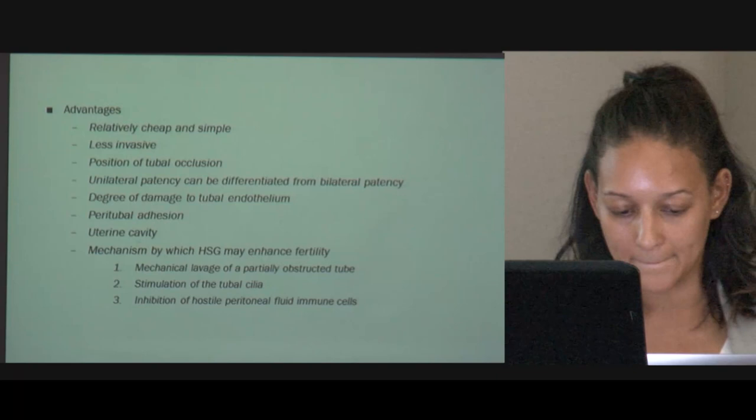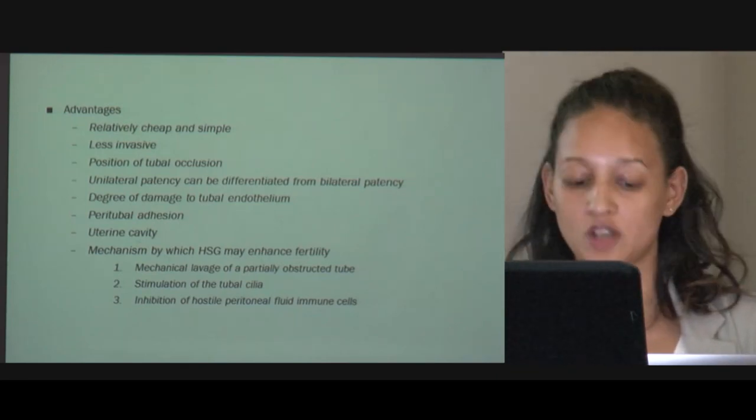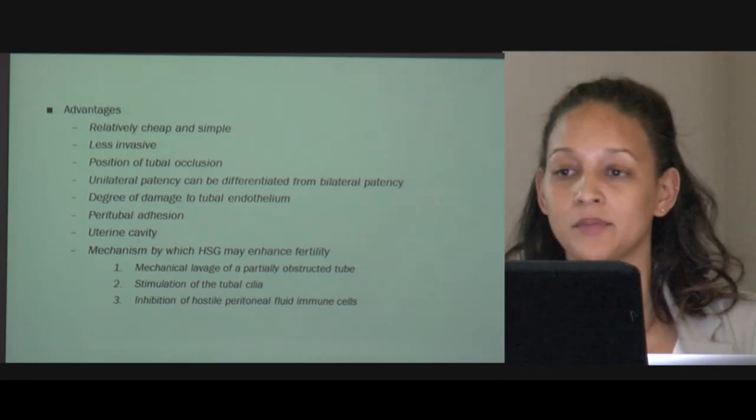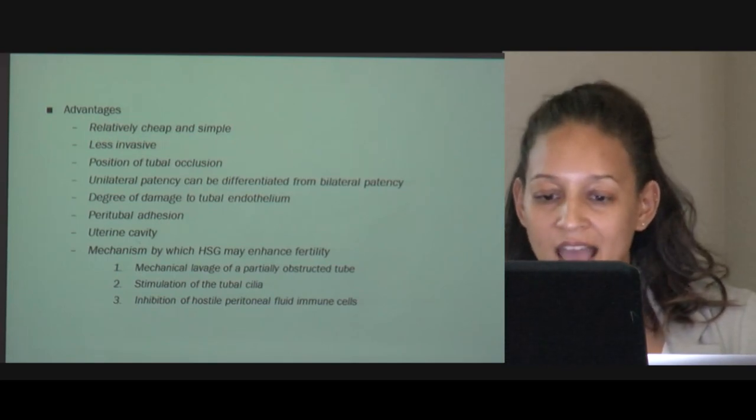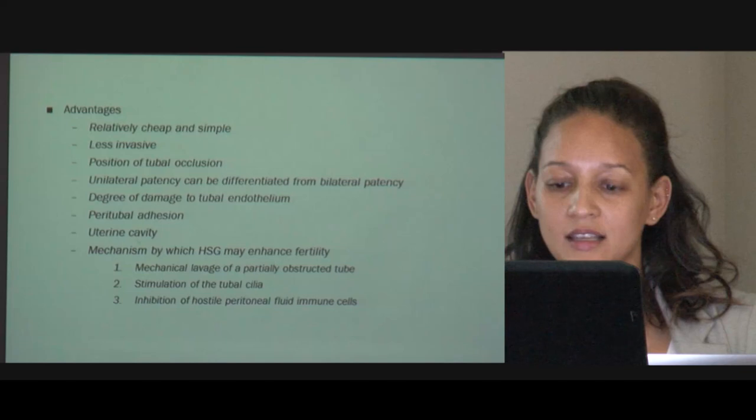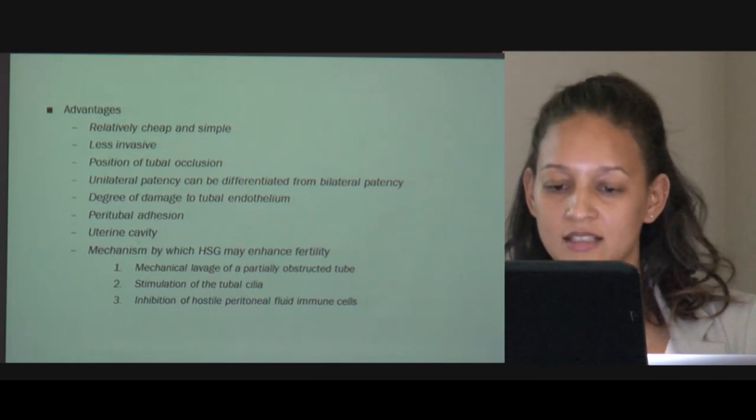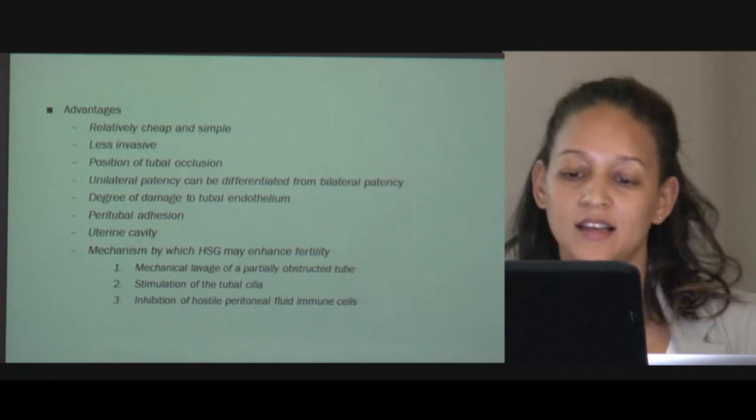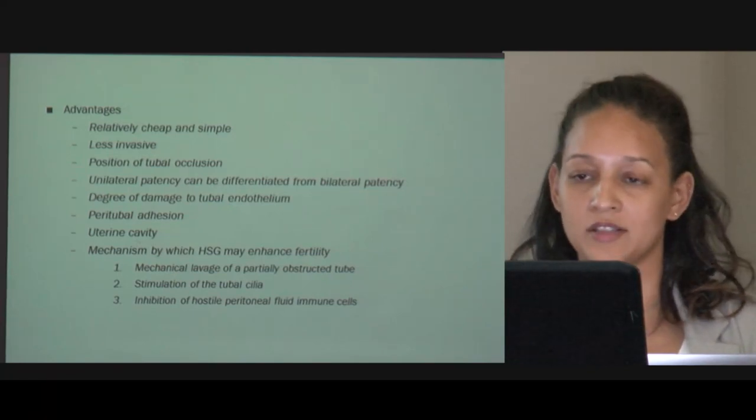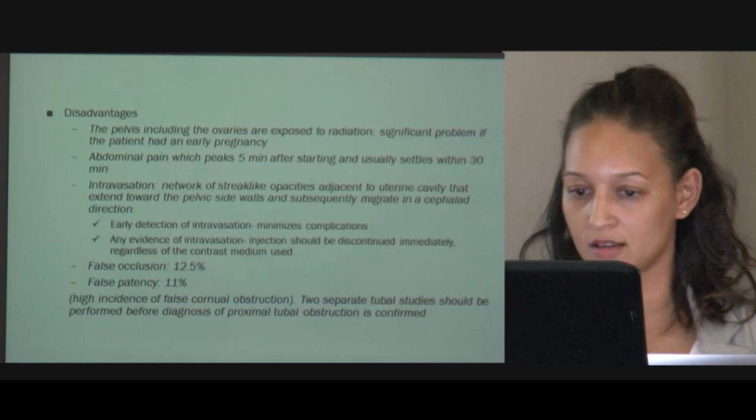Incidentally, HSG has also been shown to increase fertility in the months immediately after the procedure in women with patent tubes, and it enhances fertility by mechanical lavage, stimulation of the tubal cilia, and inhibition of hostile peritoneal fluid immune cells.